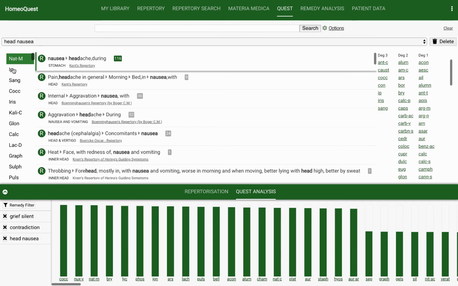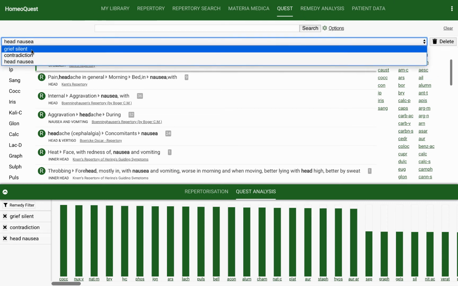Again, Natrum mur is the top remedy here, but look what's happening at the bottom. Now this is a combination of silent grief, contradiction, and head with nausea issues. And what comes up at the top? Cocculus. And we never thought of Cocculus. It was never in the horizon, right? Natrum mur seemed so indicated, if not Ignatia possibly. So let's look at where Cocculus is coming up here.